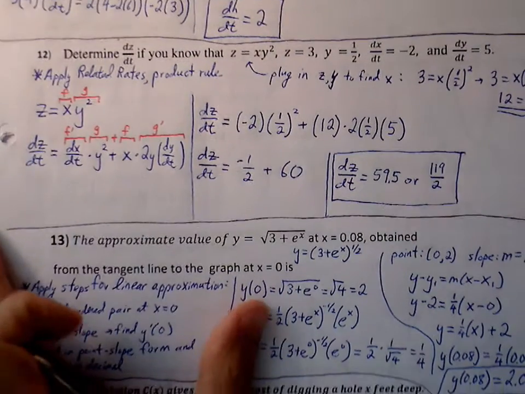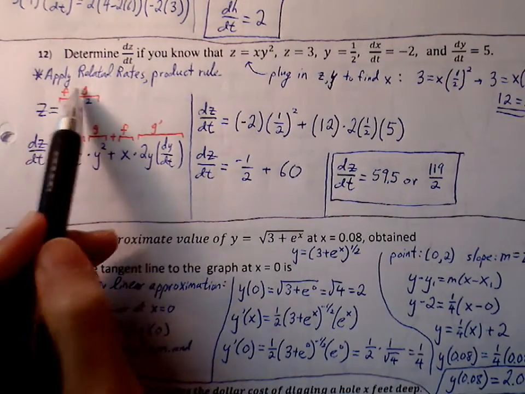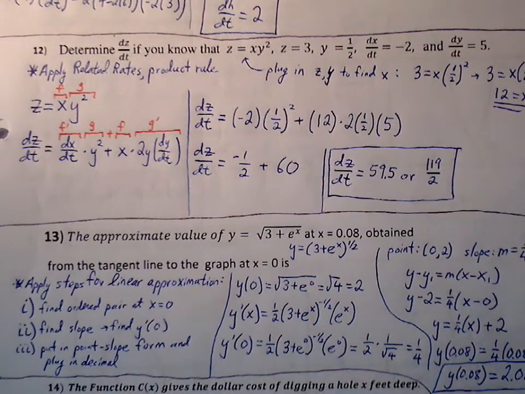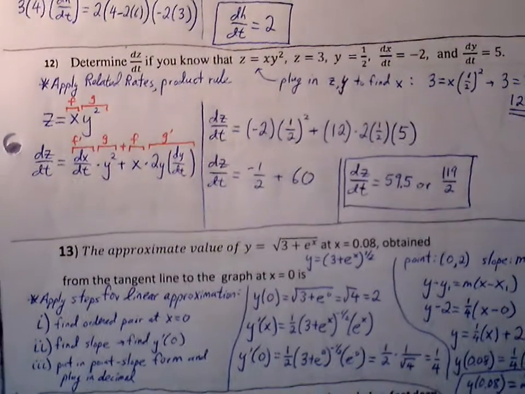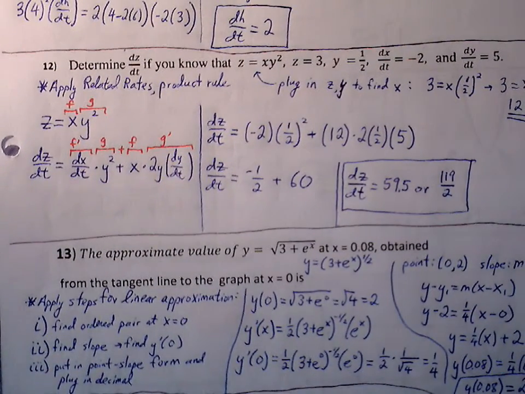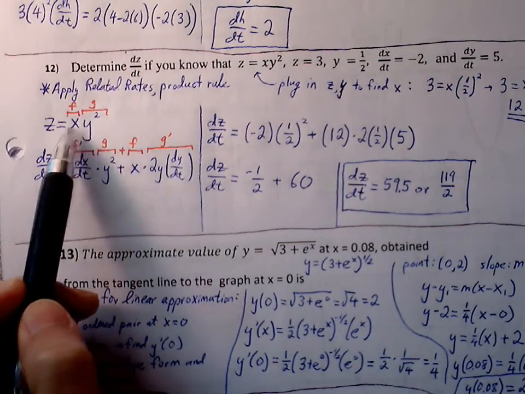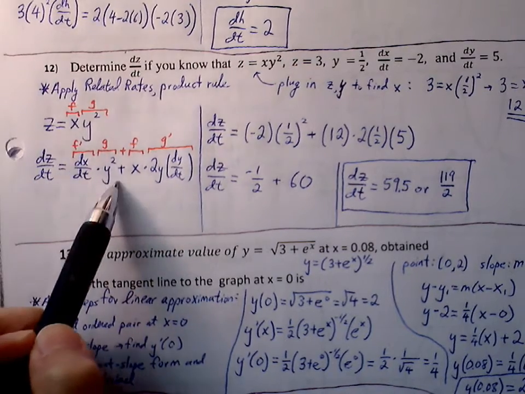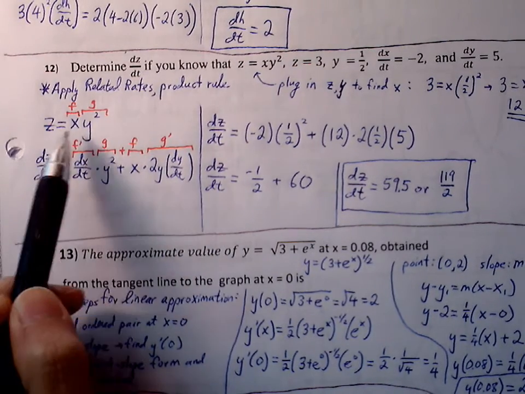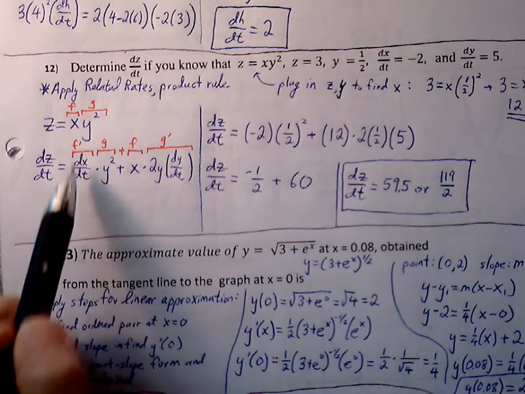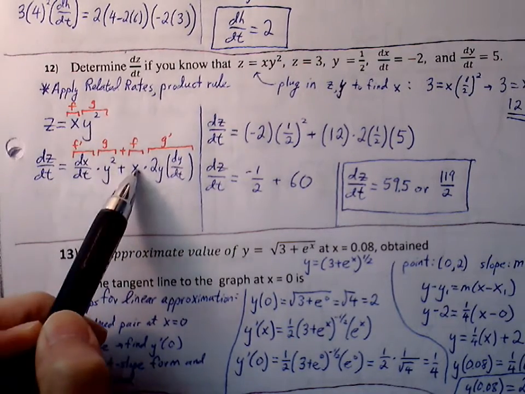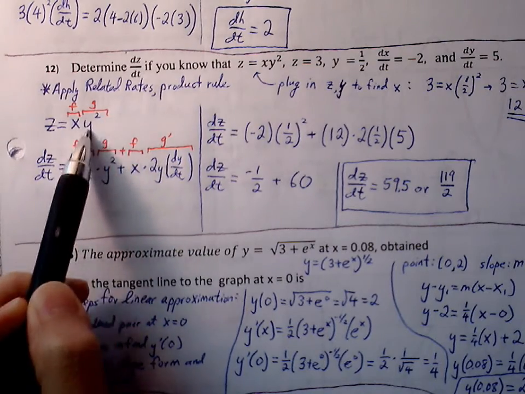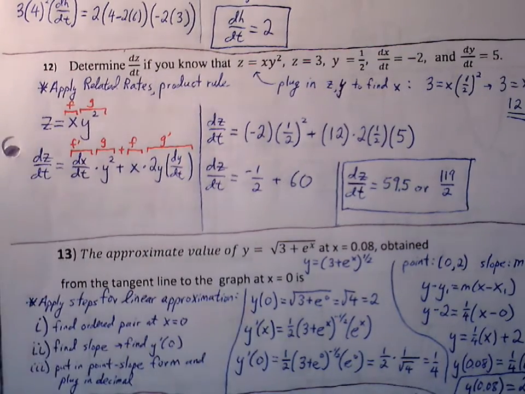So first up, I know I have to do related rates, but there's also product rule involved here because we have two variables that are being multiplied with one another, right? So we have to go through product rule: f prime g plus f g prime. So x becomes dx/dt, g stays, f stays, and then g prime, y squared becomes 2y dy/dt.